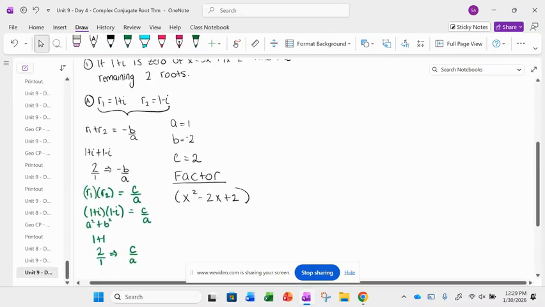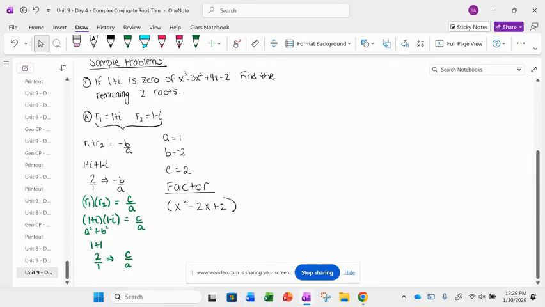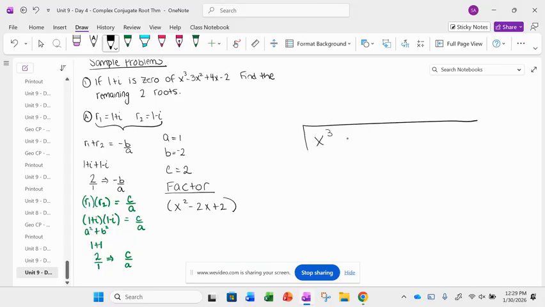So what did we say we were going to do with this factor to find the last factor? Stephen? You got it. So give us our original polynomial, x cubed minus 3x squared plus 4x minus 2. And I'm going to divide that by x squared minus 2x plus 2.